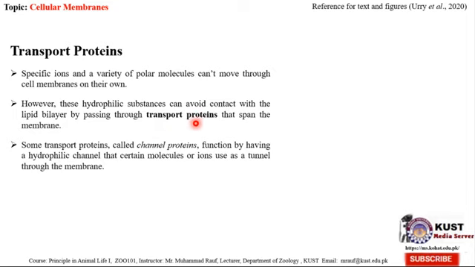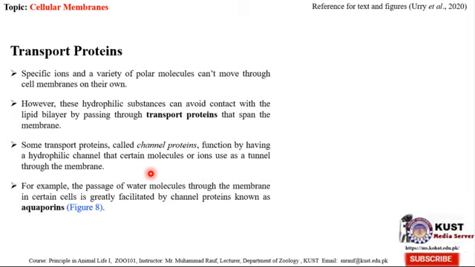can avoid contact with the lipid bilayer by seeking the passageway supplied by the transport proteins. The transport proteins span across the plasma membrane and they undergo a structural change during the process of transporting materials across the plasma membrane. There is another type of transport proteins which are called channel proteins. These channel proteins have an interior channel which is hydrophilic in nature, and therefore hydrophilic molecules can pass through these channels easily.